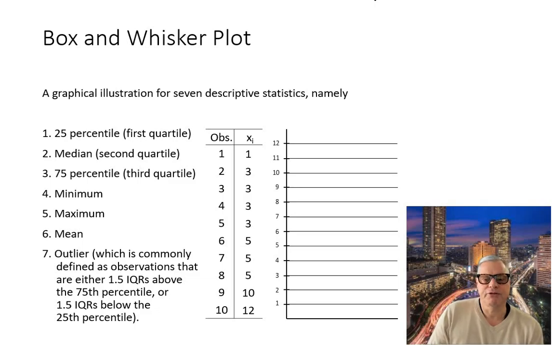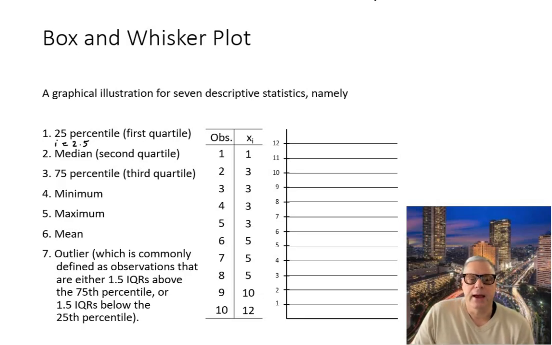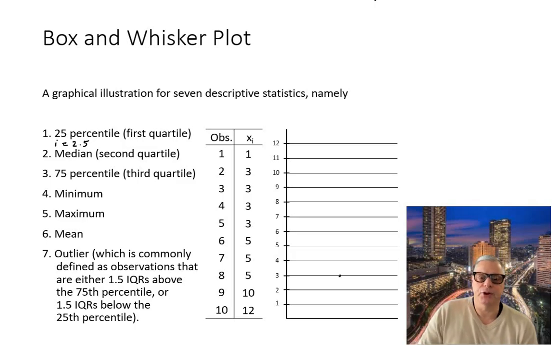Okay, so what is the 25th percentile? So we have 10 observations. So here the index would be 2.5. So that is not an integer. So we have to round up and we have to take the third observation, and the third observation has a value of 3. And I'll just say at 3 we have the 25th percentile. Okay, so 25th, I'll just make a dot there for a moment.